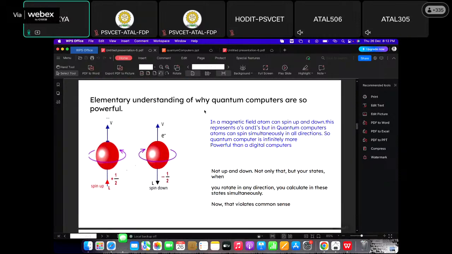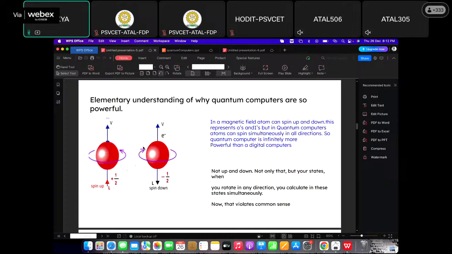Then I'll talk about why quantum computers are so powerful. Let's take an example, an elementary understanding of why quantum computers are so powerful. In a magnetic field, atoms can spin up and spin down. This represents zeros and ones.